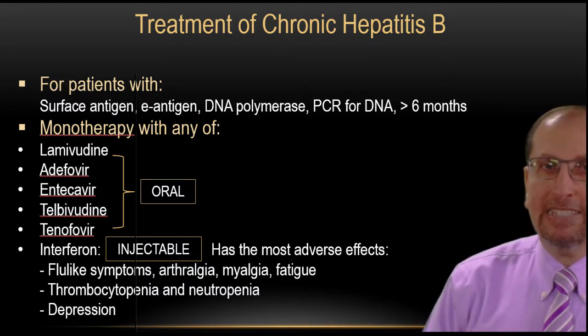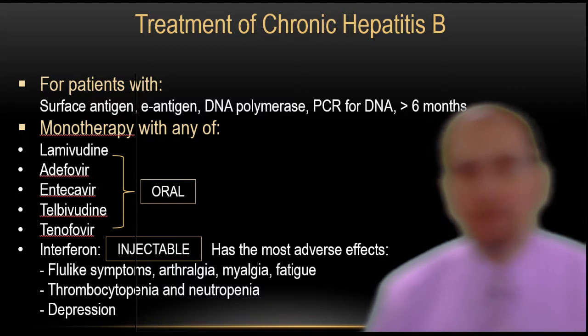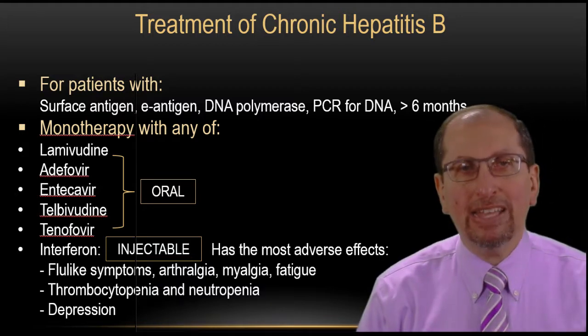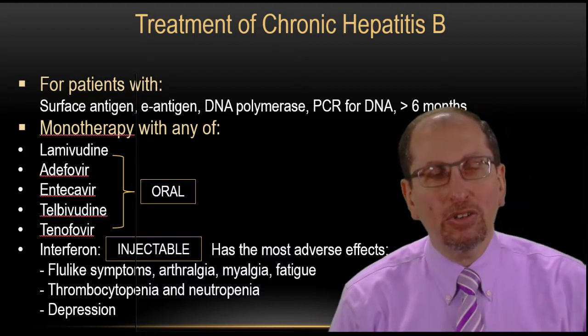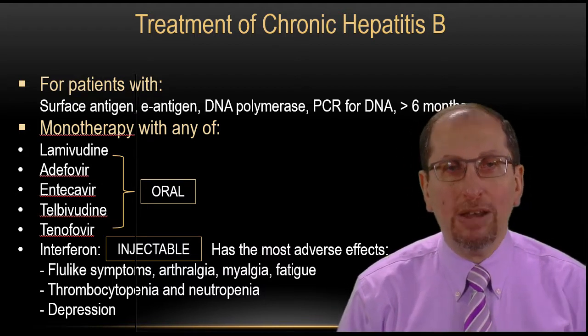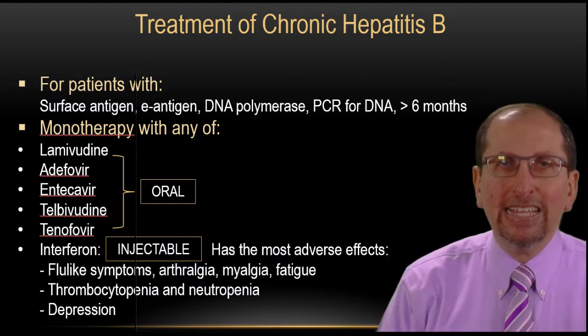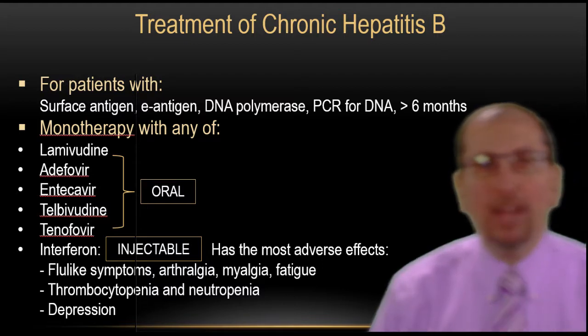For chronic hepatitis B, it's sufficient to treat patients with only monotherapy, one drug of any one of these: lamivudine, adefovir or entecavir or tenofovir. All these are oral medications. Interferon is the only injectable medication, and interferon has a lot of side effects. The most common is flu-like symptoms.